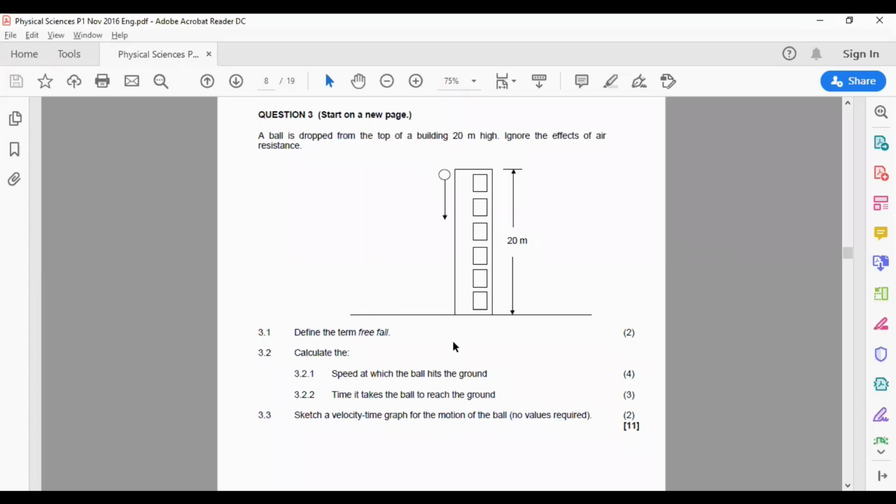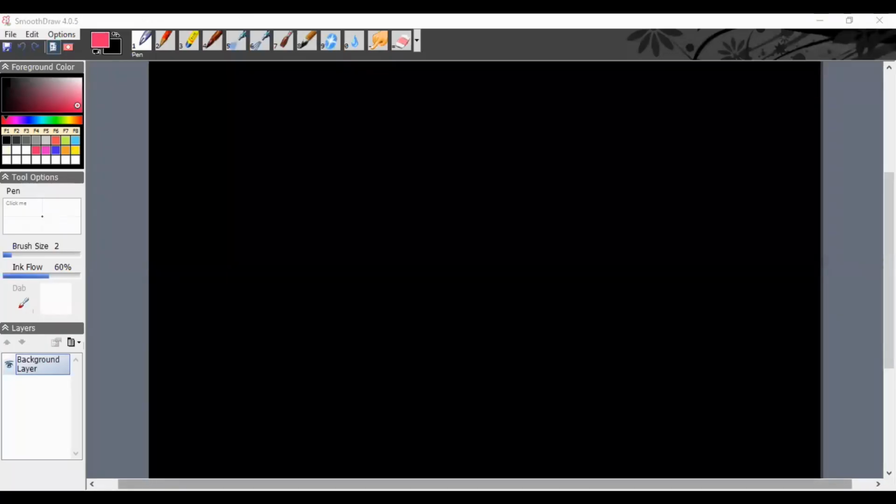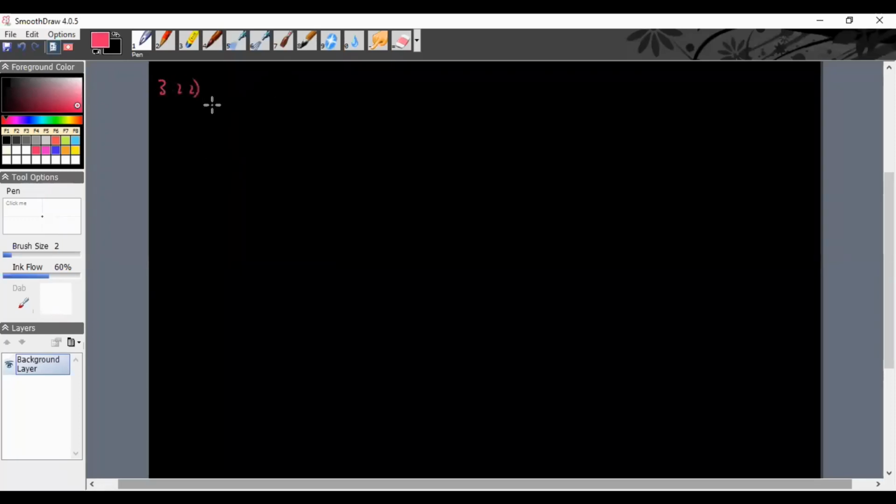Calculate the speed at which the ball reaches the ground. Now we need to decide, first of all, which direction we are taking as positive. The way that I would do it is I would take downwards as positive, because the object is already in free fall and already going downwards, so I might as well take downwards as my positive motion. So for 3.2.2, I'm taking downwards as positive.